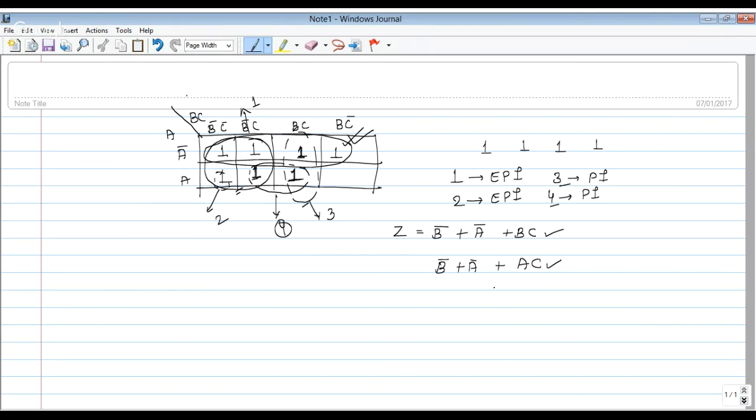How do we count EPI, PI, and how can we determine unique and non-unique solutions? So remember, EPIs are those which have at least one min term which is not covered in any other pairing or prime implicant.